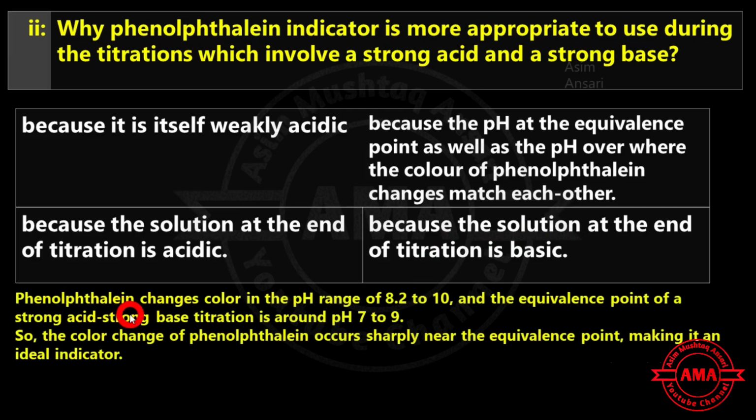There, phenolphthalein changes color in the pH range of 8.2 to 10, and the equivalence point of a strong acid strong base titration is around pH 7 to 9. So the color change of phenolphthalein occurs sharply near the equivalence point, making it an ideal indicator. So B option is correct.